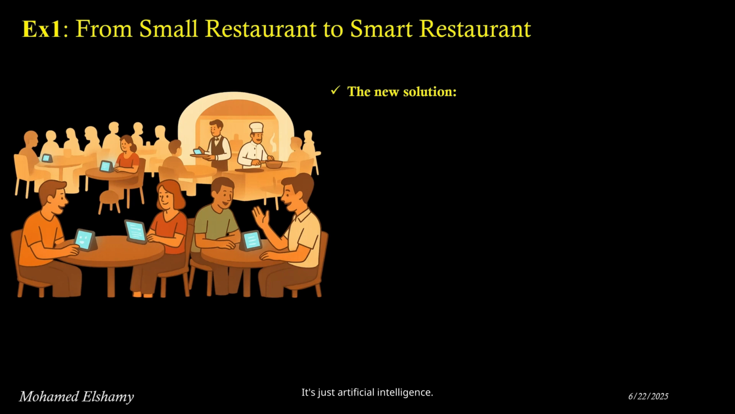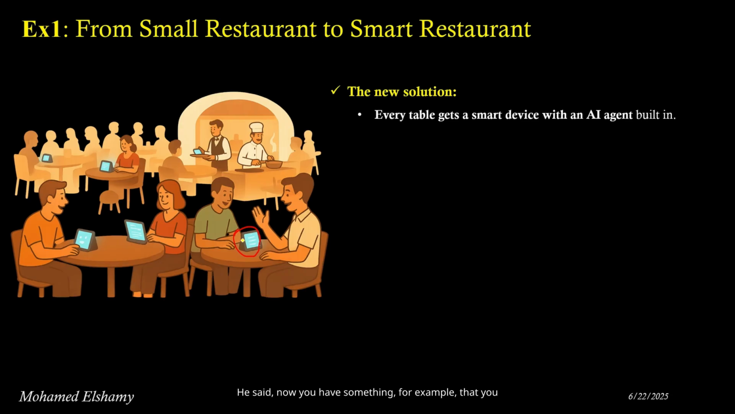It's just artificial intelligence. So, what are we going to do? He said, so what are we going to start doing? He said that on every table, we're going to put something like a tablet. And on this tablet, we'll install artificial intelligence. All right? He said, now you have something, for example, that you can ask questions to, and it will answer you just like a human would. Meaning, if you ask it about anything, it can answer you.